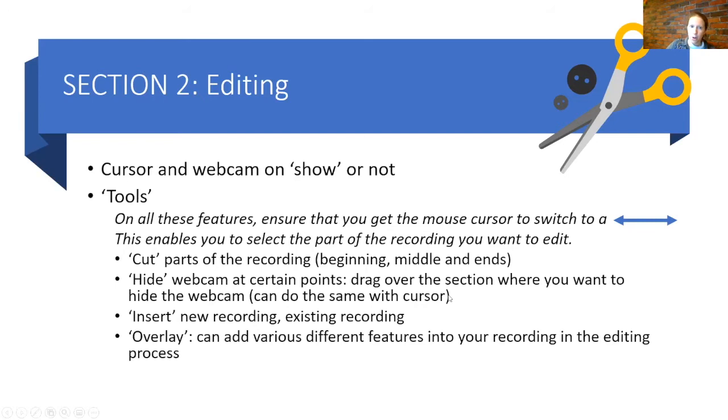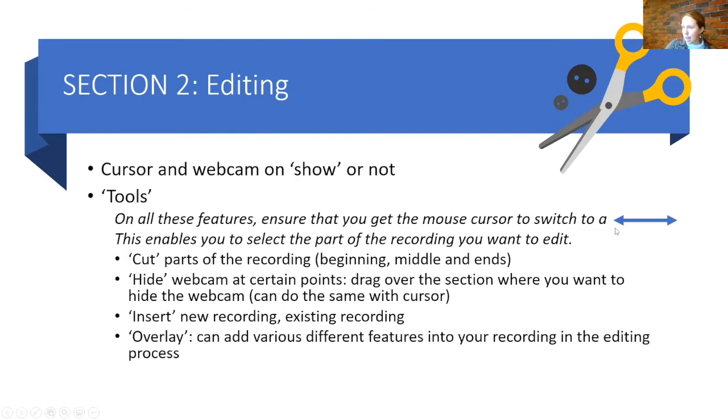It's important to note that on all these features, you want your mouse cursor to switch to this double arrow. That means that you're then selecting a section of your recording to work on. If you don't get that coming, if you're just trying to drag on, it won't work. So you need to make sure that you drag over it until you get that double arrow.